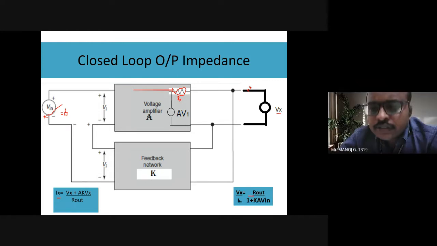Decreasing. So going to the ideal condition, it should decrease, right? In the open loop condition the input impedance is higher, but when you divide it by 1 plus K into Vin, automatically the output impedance is going to get decreased. So this is the three parametric analysis for a voltage feedback amplifier, right?